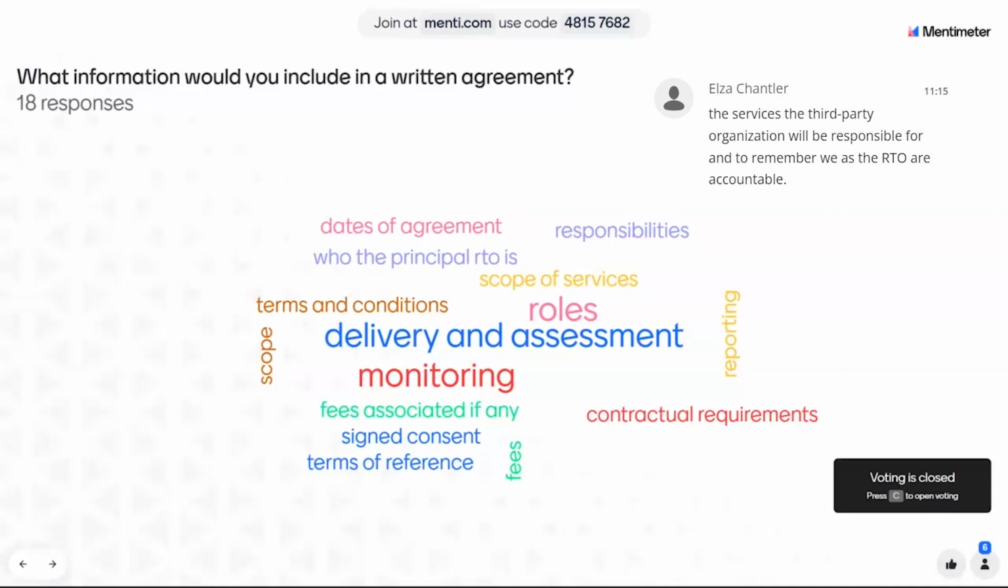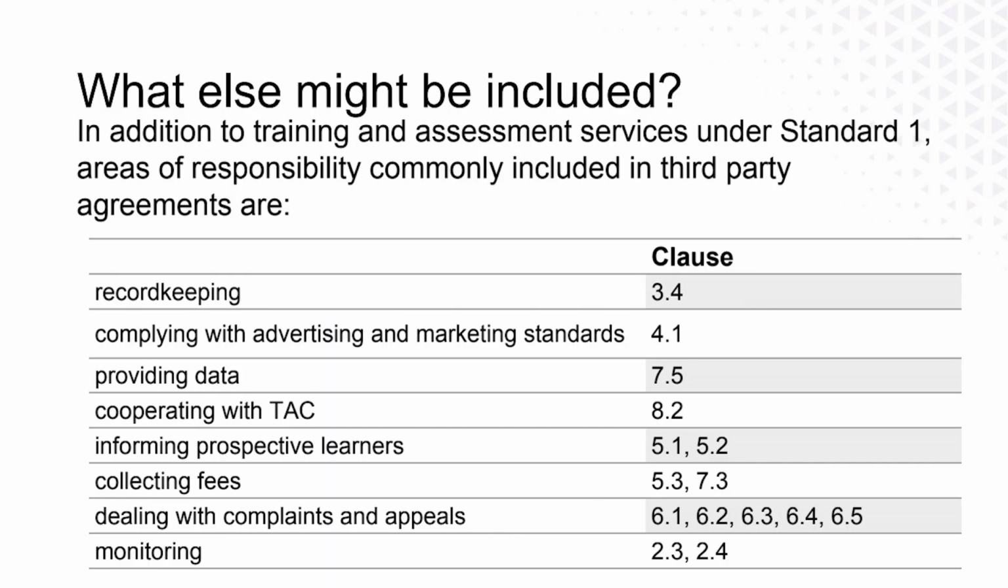So all of the things that you have put in that word cloud are really important. Those roles, the monitoring and the delivery and assessment are critical to be spelled out effectively in a third-party arrangement.